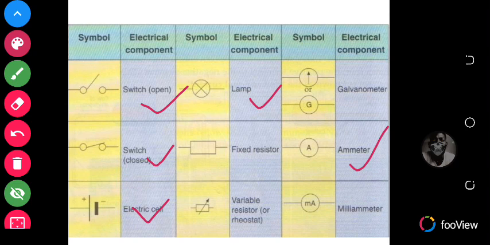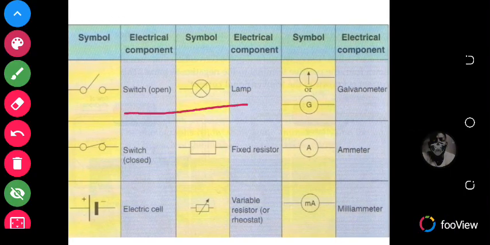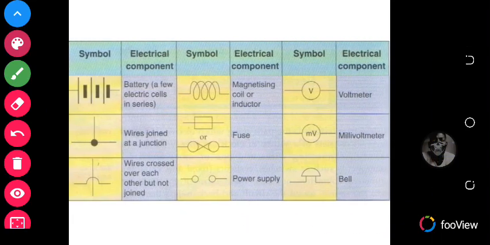So basically these are the things I require you to know. The rest are not very important now. So for the switch, very important, open and close. Electrical cell, you need to know how to draw it. The lamp, you need to know how to draw the lamp. And the ammeter. Okay, now, a simple line is used to represent the wires or the connecting wires.